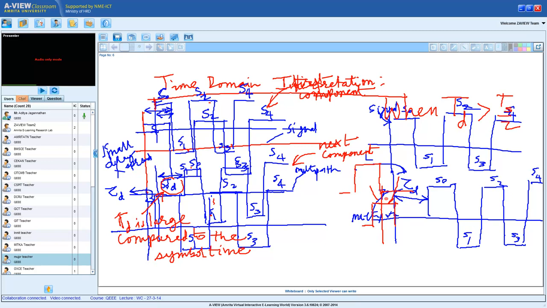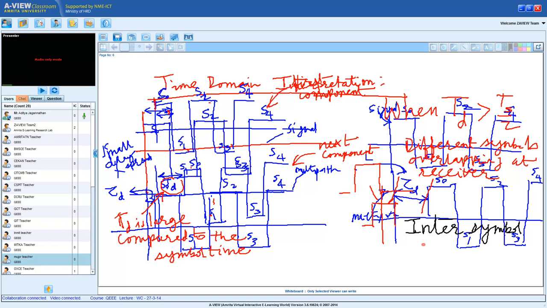When TD is greater than TS by 2, we have the symbols. When TD is greater than TS by 2, TS is the symbol time, what is happening is that different symbols are overlapping at the receiver. This is nothing but inter-symbol interference. This is exactly inter-symbol interference.